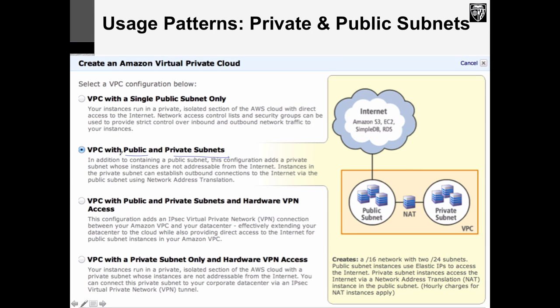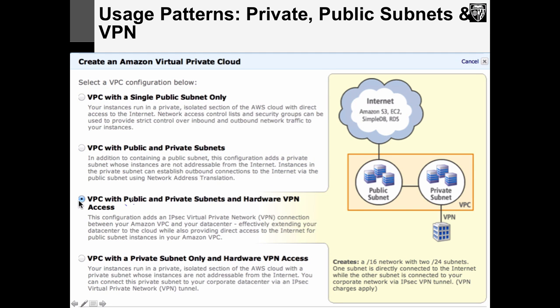The second option is to create a VPC with a public and private subnet. You can create more than one public subnet or more than one private subnet. In this case, you have a NAT instance that the private instances can route the traffic through to the internet, and the public subnet obviously has access to the internet.